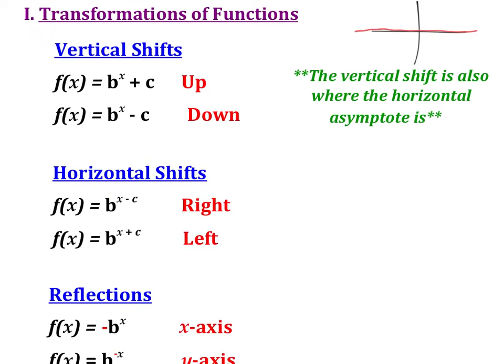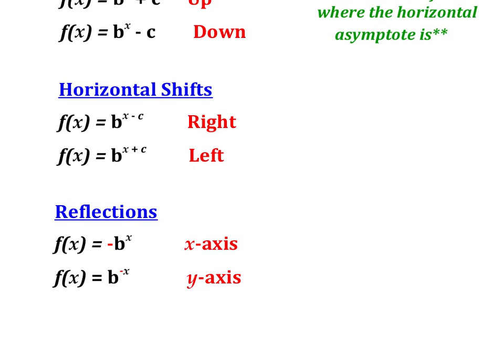The horizontal shifts are going to take place inside the exponent where the variable is. Just like before, a minus sends it to the right, a plus sends it to the left. And with reflections, if you have a reflection in front of the entire function, then it would reflect over the x-axis, so it gets flipped upside down. And if you have a negative inside the exponent, that reflects about the y-axis.